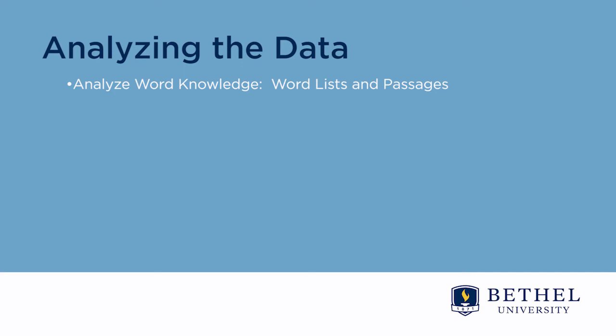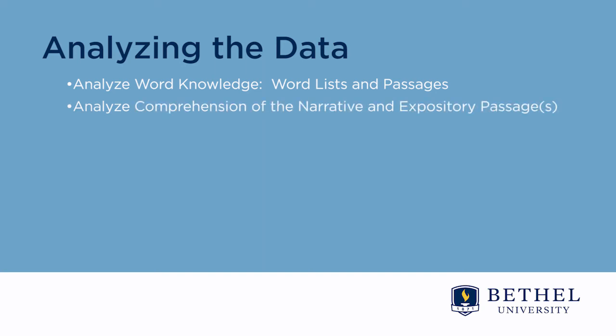The word lists assess their sight word knowledge and their decoding skills. The passages give insight to strategies they use when reading text. Next, analyze the student's reading comprehension of the narrative and expository passages. Look at the concept questions responses, the prosody scores, the retelling, and the comprehension question results. If the student read multiple passages before they scored in the frustration level, analyze each passage.